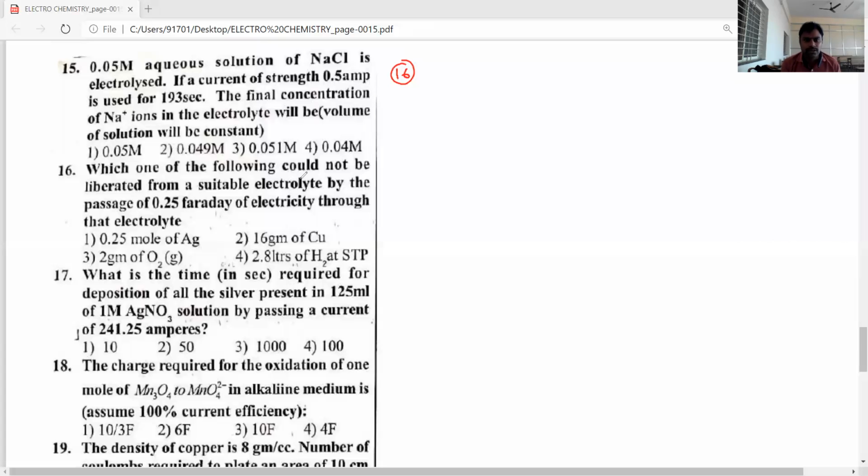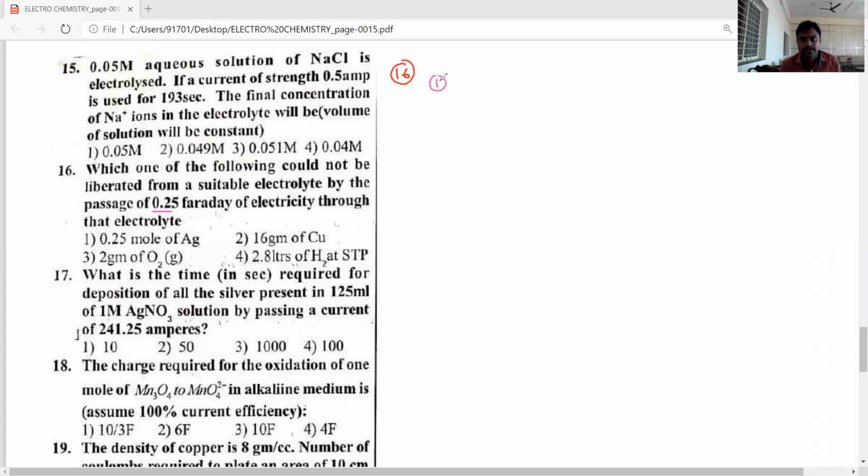Which of the following could not be liberated from a suitable electrolyte by passing 0.25 Faradays of electricity? 0.25 Faradays of electricity we are passing. If silver metal is deposited, how many moles of silver will form? Let's see the first statement. Which one is the wrong statement they asked?